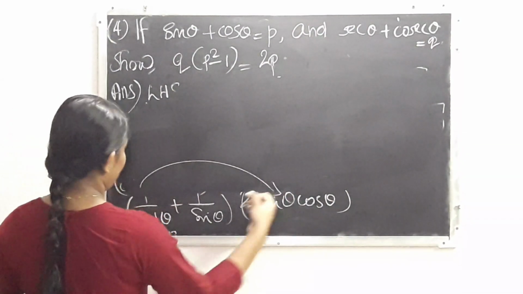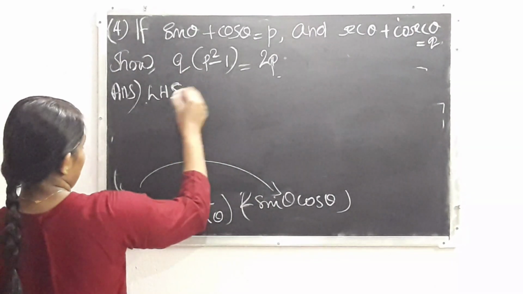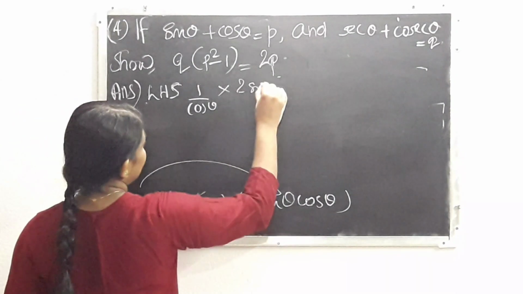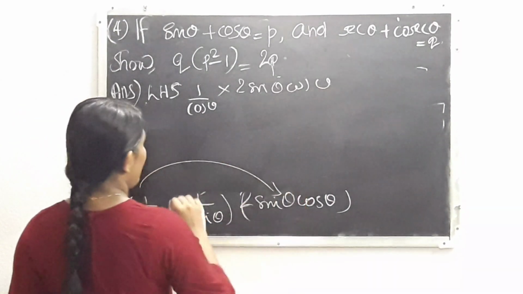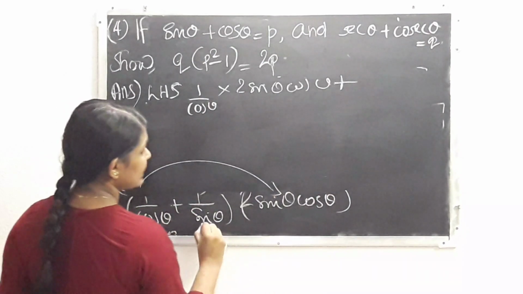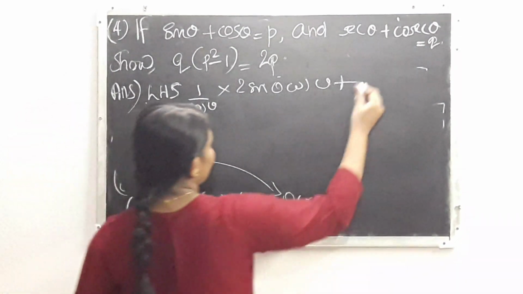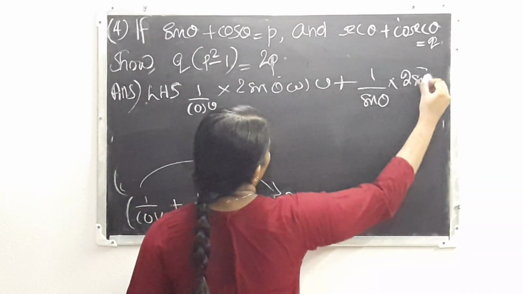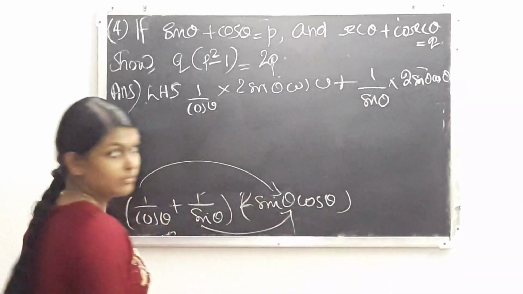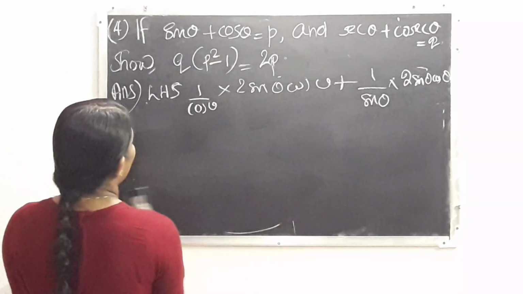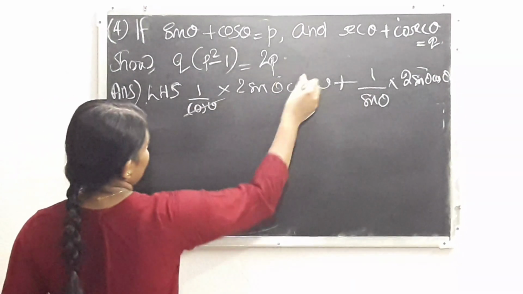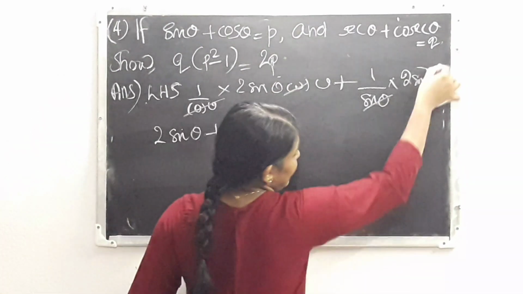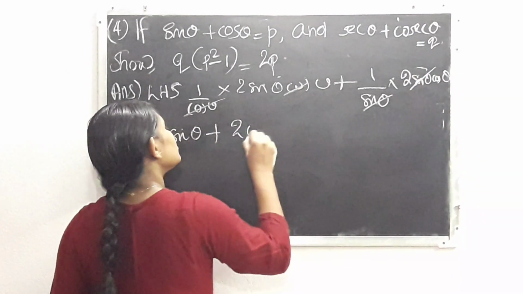Okay. So we have to multiply, and that is 1 by cos theta into 2 sin theta cos theta plus 1 by sin theta into 2 sin theta cos theta. Now we can cancel this cos theta. So the rest will be 2 sin theta, plus, we can cancel this sin theta, so the rest is 2 cos theta.